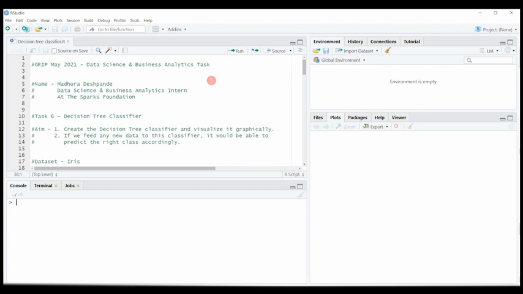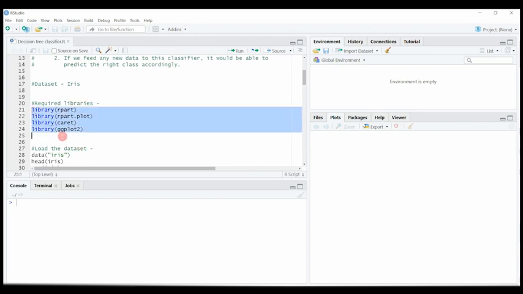I am a data science and business analytics intern at the Sparks Foundation, and this is my task: decision tree classifier. The aim of this task is to create the decision tree classifier and visualize it graphically. If we feed any new data to this classifier, it would be able to predict the right class accordingly. The dataset used here is IRIS. This dataset contains measurements of flowers in centimeters for different species.